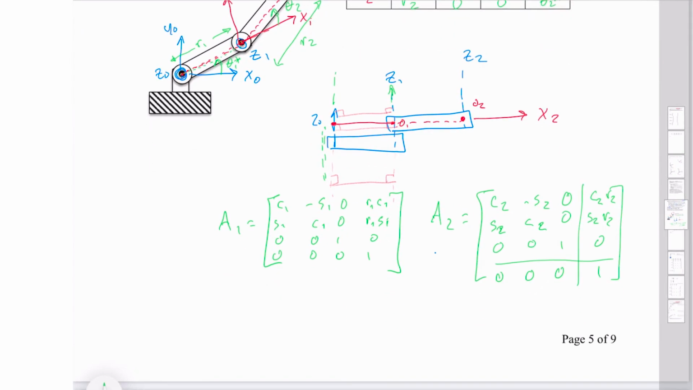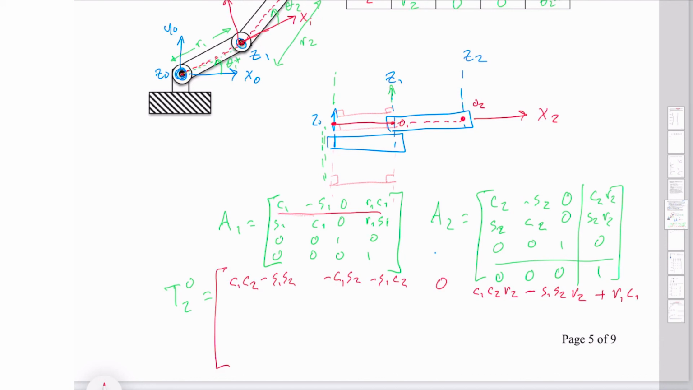And then my tool frame is going to be expressed as T2 in the base frame, multiplying these two together. So my first row here, I'll multiply that through here, and I get C1 C2, and then finally plus r1 C1. Multiplying out the next line.